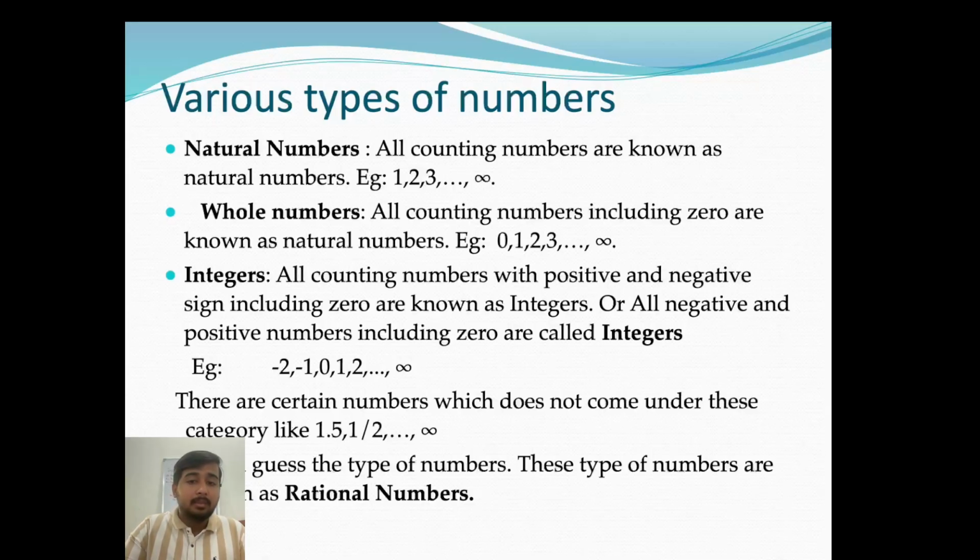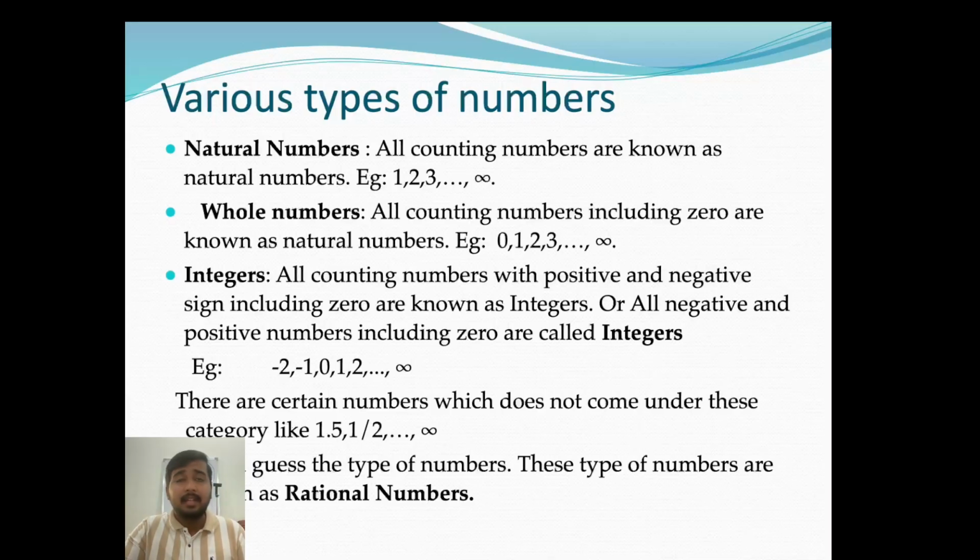Now, what we have to read is integers. All counting numbers with positive and negative signs, including zero, are known as integers, right? For example, -2, -1, 0, 1, 2, and so on.